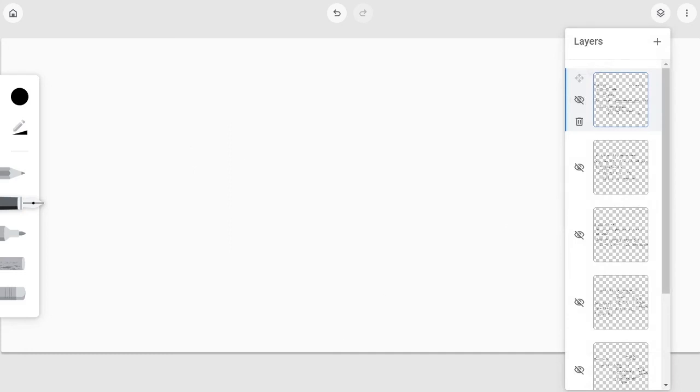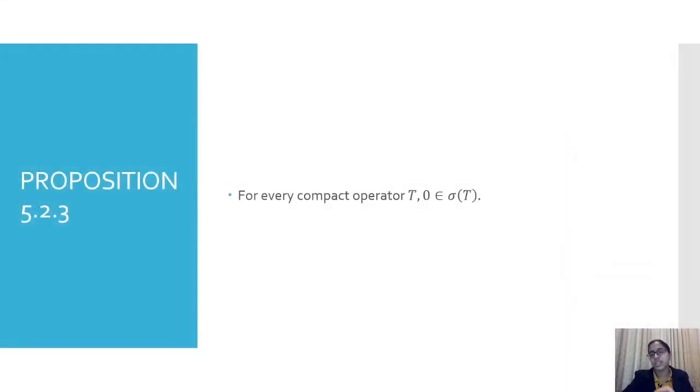Okay, so this is what the last proposition states. Last in the sense of the last proposition of this section, that is proposition 5.2.3. So we had stated a lemma, and with the help of that lemma, we could prove this proposition. That is, for every compact operator, 0 is an element of the spectrum, or 0 forms a spectrum point.